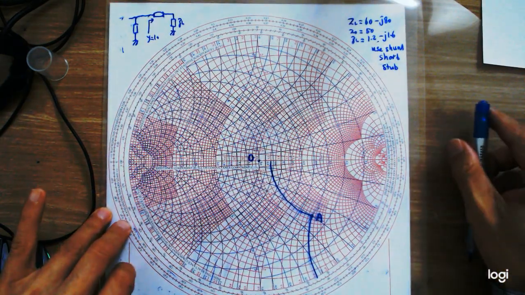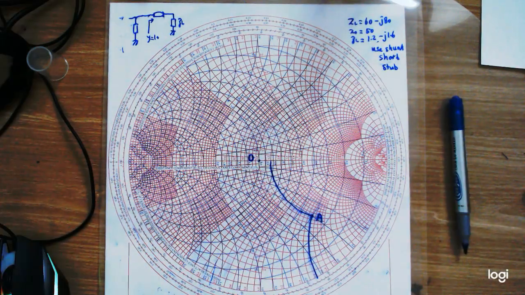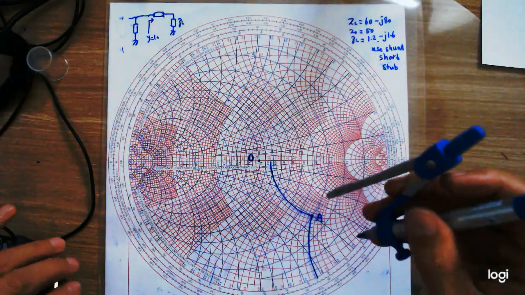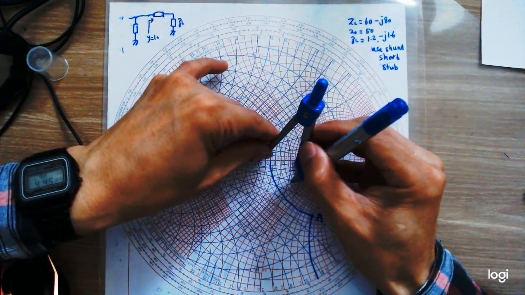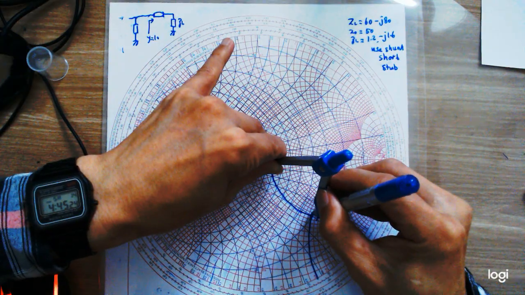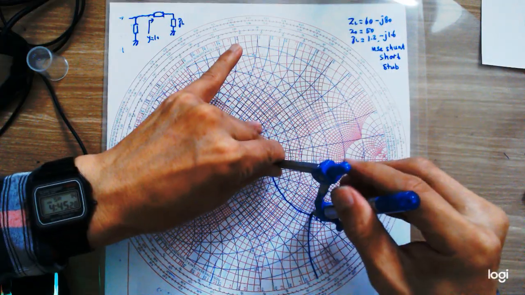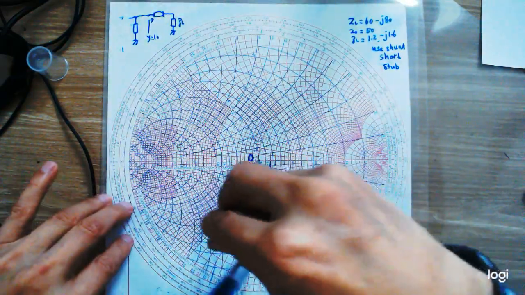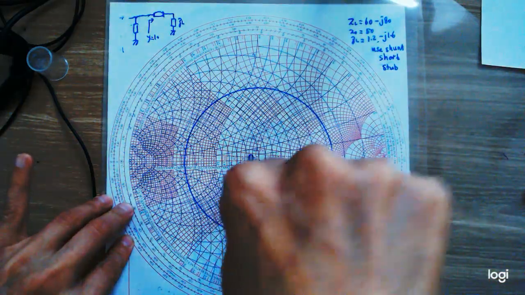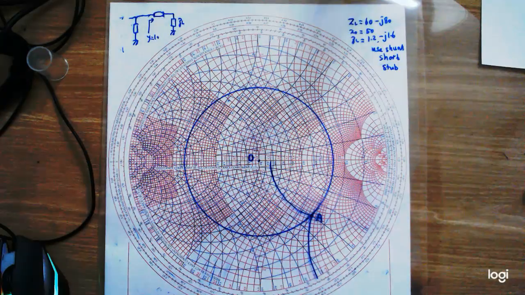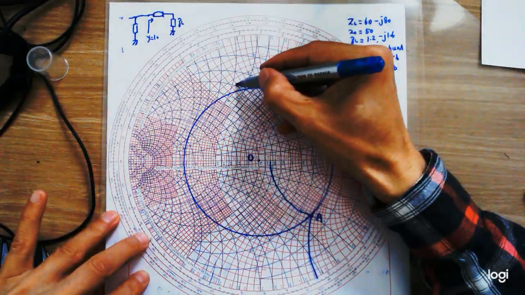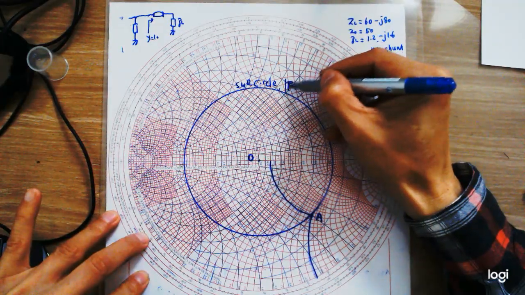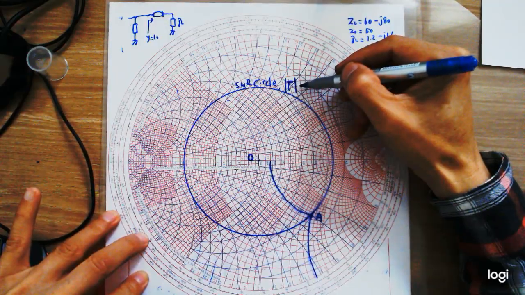The next thing that I'm going to do is to draw a circle, and this circle is called the SWR circle. The center of this circle is right at the origin, O here, and the radius is OA. So we are going to draw this. So this is the SWR circle. And in this circle, the magnitude of the reflection coefficient is constant.